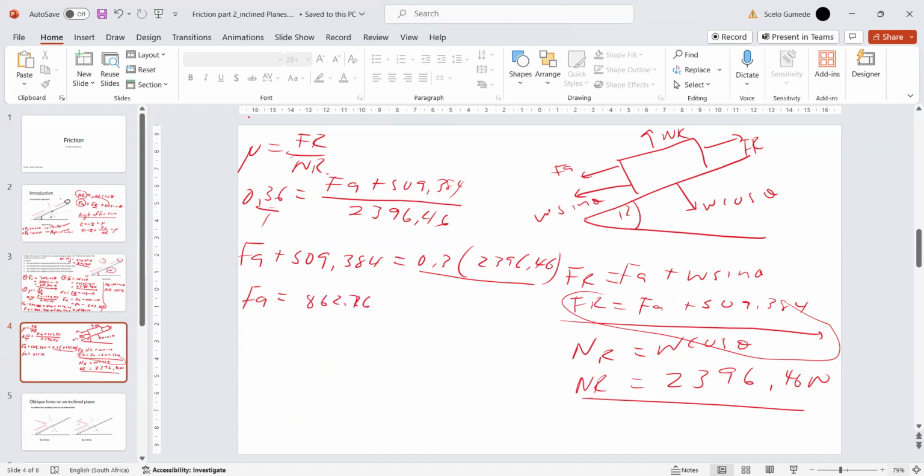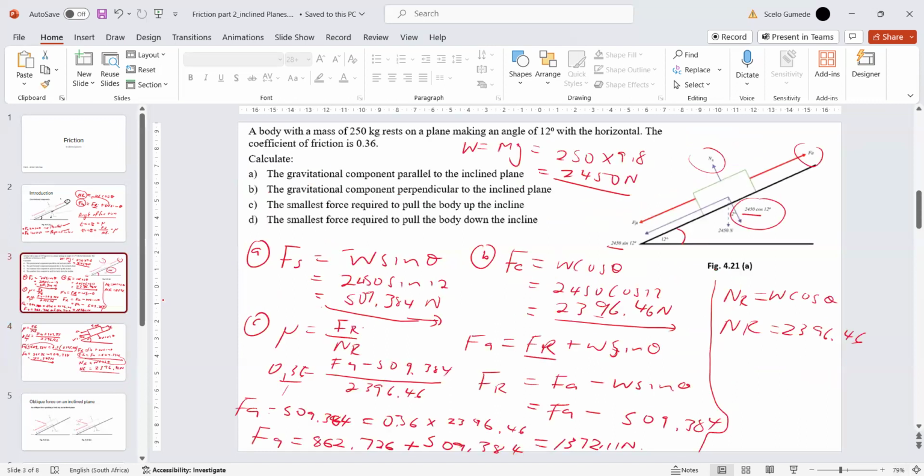Fa is going to be equal to 862.726 minus 509.384, because when you take it across it's going to be minus. What do we get here? We get that the force applied, if you are pulling the object down, would be 353.342 newtons.